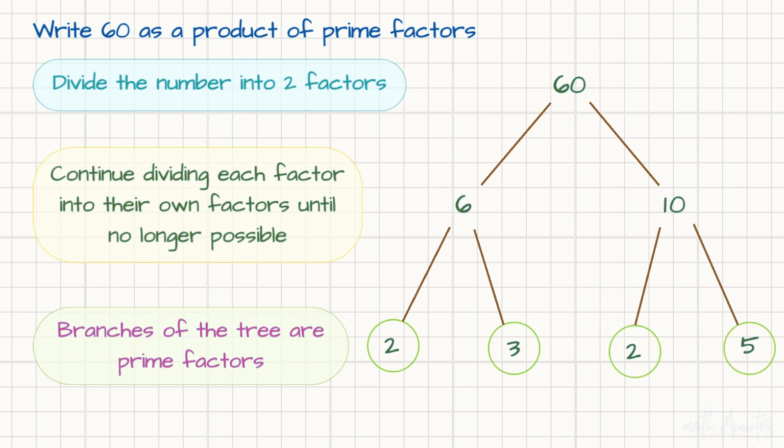All of the factor tree's branches end in a prime, so we stop here. We write the number 60 as a product of prime factors, 2 times 2 times 3 times 5, which we can write as 2 squared times 3 times 5.